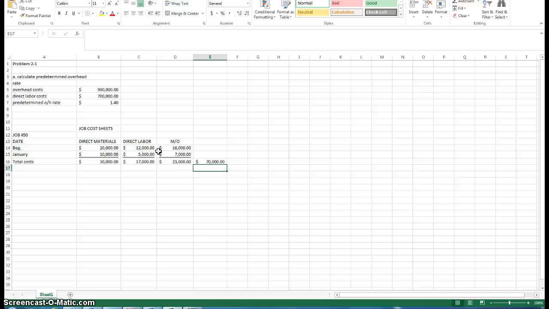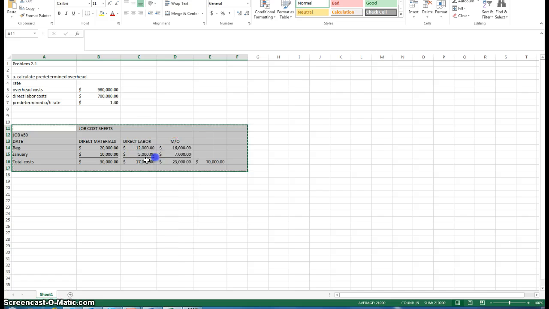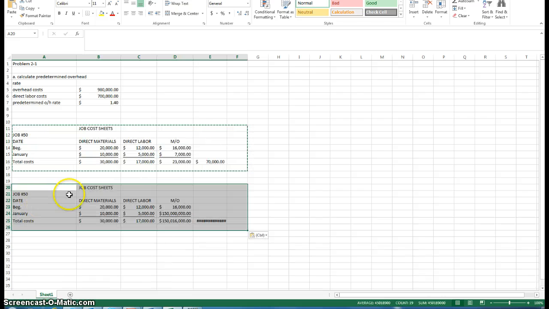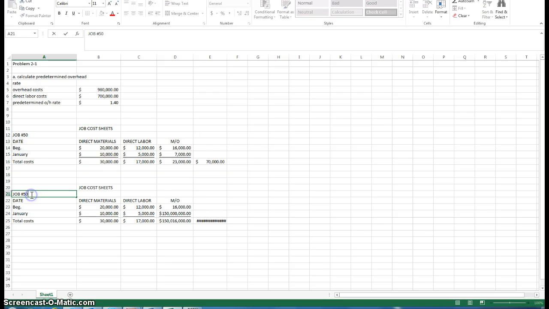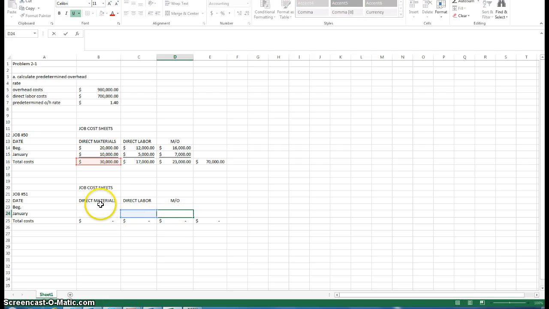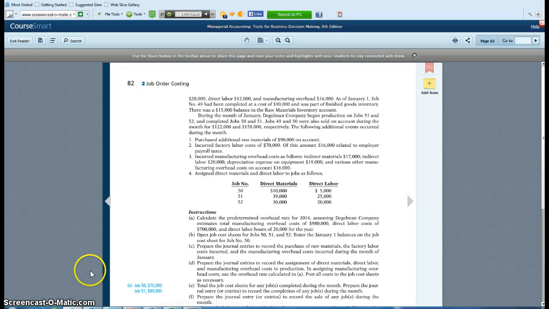Let's look at job number 51. So I'm going to basically copy all of this down here, but I'm going to change this to job number 51, and I'll get rid of these figures here. When we look at job number 51, we'll go back here and find that in January they began job number 51, so we're not going into job number 51 with anything from the previous month.